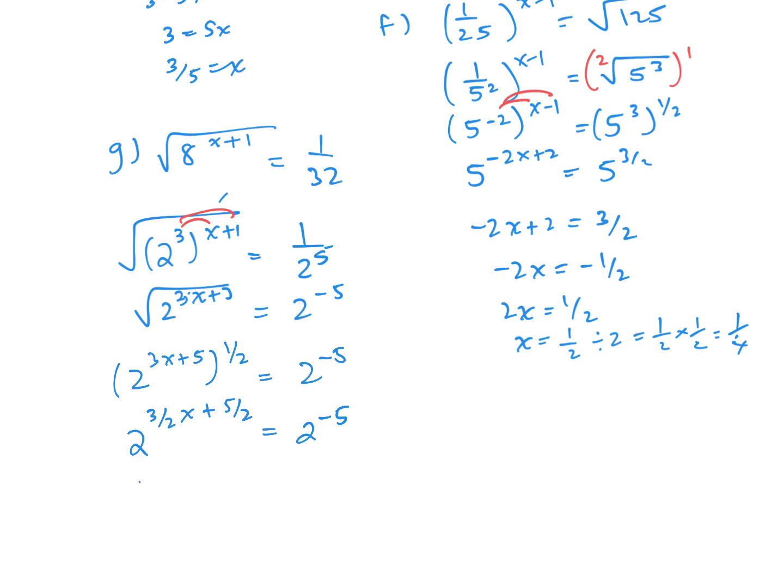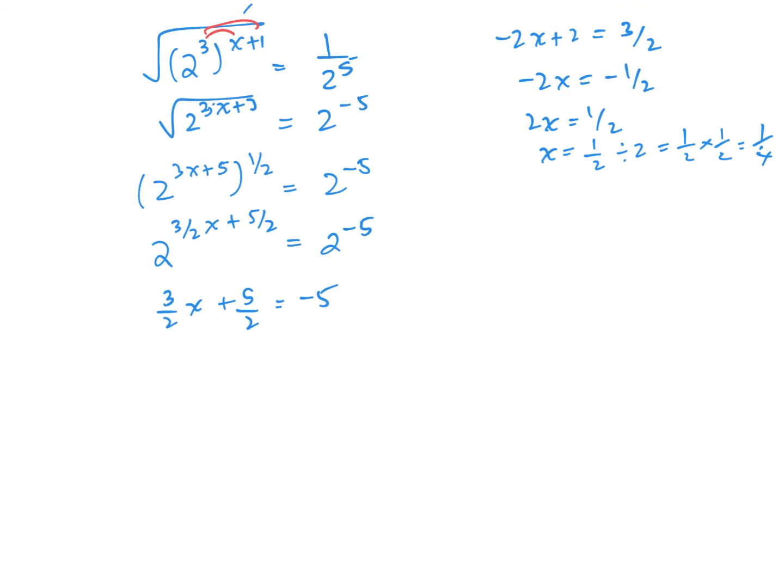Now we have the same base, so we can drop that and work with the exponent. And now we just need to solve for x. So 3 over 2x equals negative 5 minus 5 over 2. So we can change the 5 to 10 over 2. So that gives me negative 15 over 2. And then perhaps I'll just cross multiply, might be the easiest thing to do. And so x will equal negative 5.